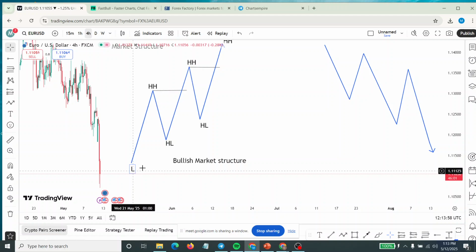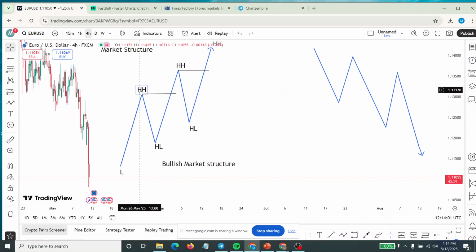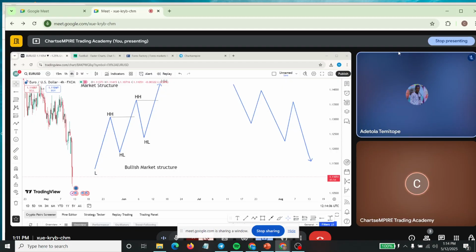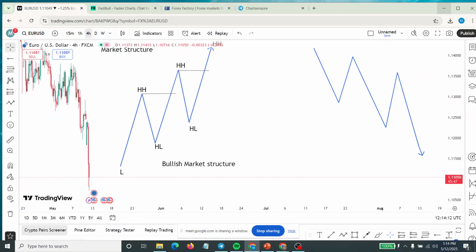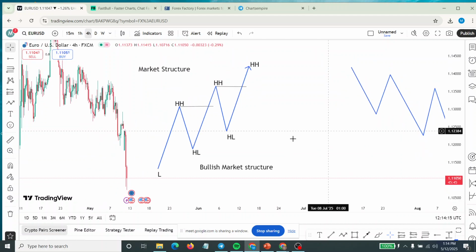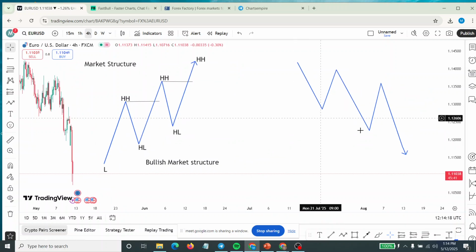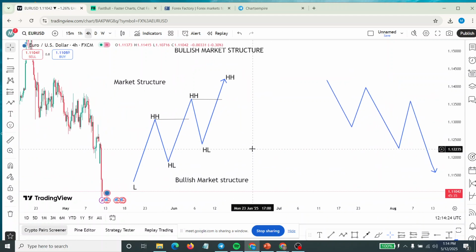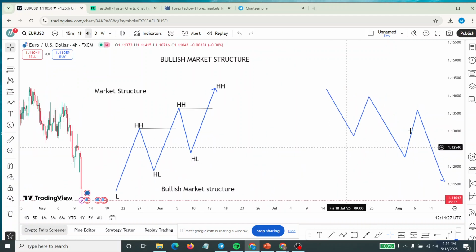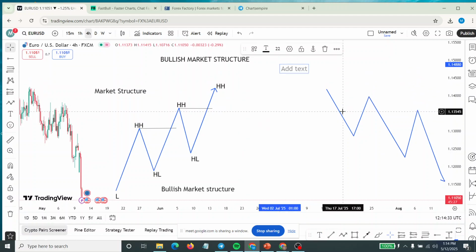And see, we have a low here, we have a higher high, so with this structure we have a bullish structure here. How are we able to identify a bullish structure? For you to identify a bullish structure, you have to know the components of what makes up a bullish structure. In this scenario, the component that makes up a bullish structure is higher high, right?